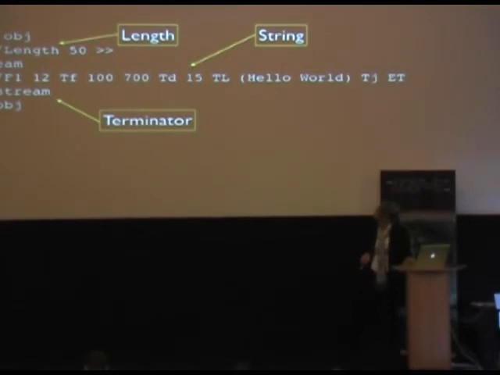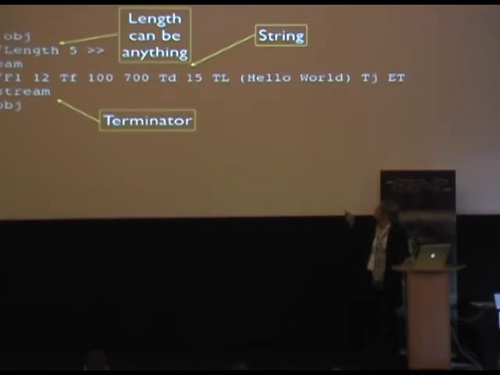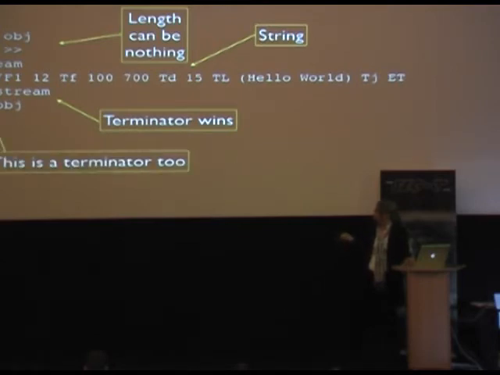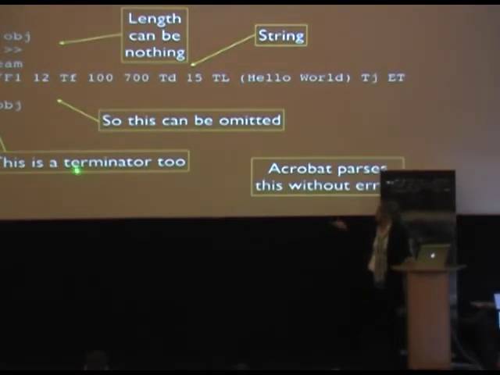So given a string object, this is a well-formed one. And you see there's both a length explicitly defined and also a beginning and an ending terminator. It turns out that Acrobat ignores the length, so you can set this to be anything, or you can even set it to be nothing. Acrobat's only really looking at those two, except if you have nested objects and terminators, you can actually leave that terminator off also, and this works just as well.